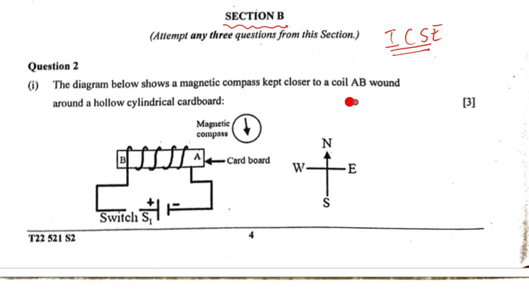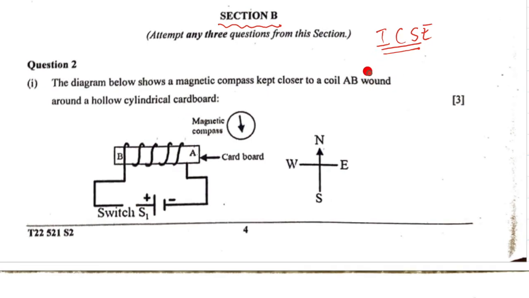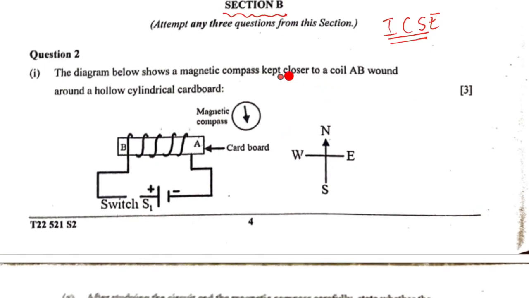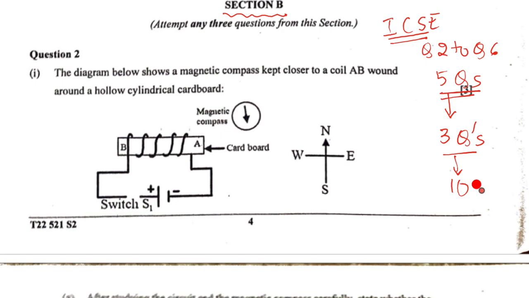Okay, the section A answer key is already uploaded. The link will be somewhere here, and now we start with section B. Section B has question 2 to question 6, which means 2, 3, 4, 5, 6. There are 5 questions. Out of these 5 questions, you have to choose any 3 questions. The 3 questions will have 10 marks each. So section B is going to give you 30 marks.